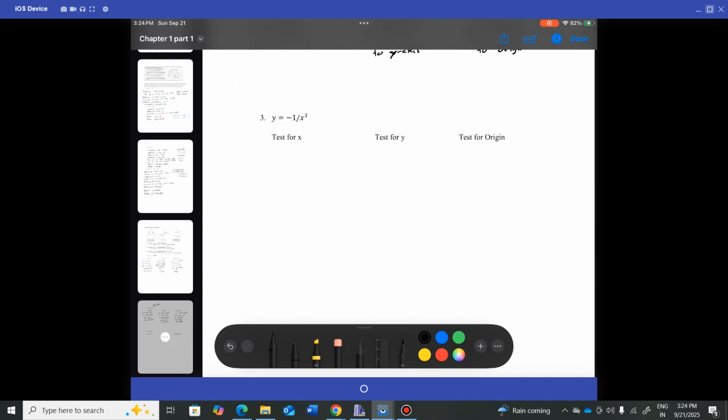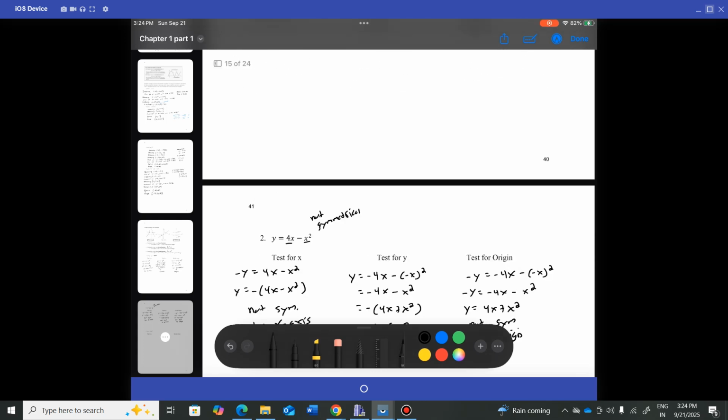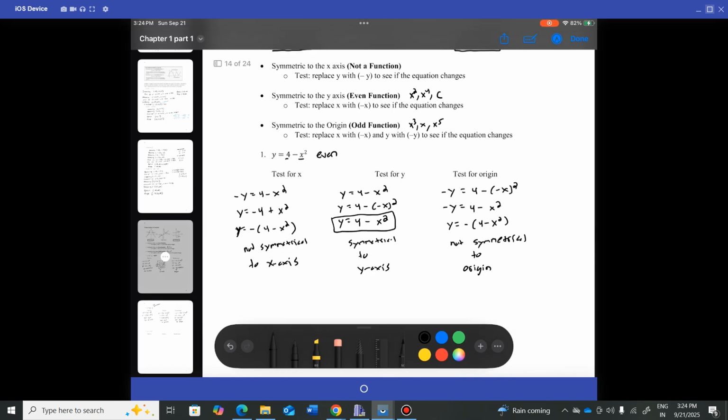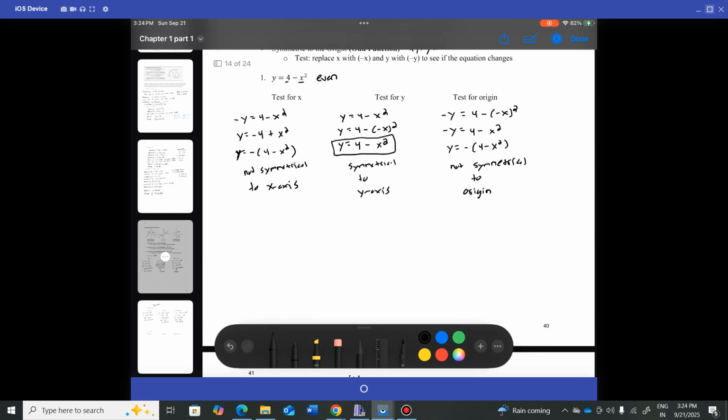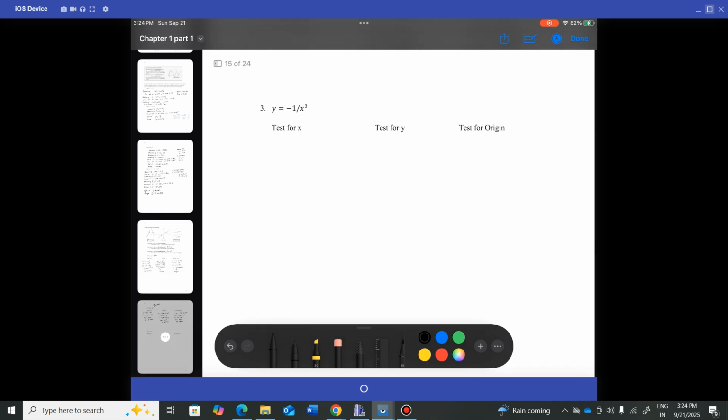Now, rational functions are a little different. I would recommend not trying to guess like I did for the other ones. I could see how it was going to end up being. This one you have to kind of test it, either by doing this or by graphing it. That could help.